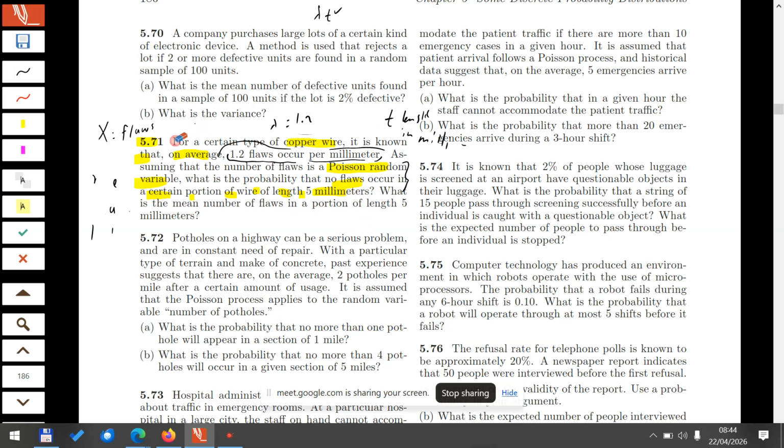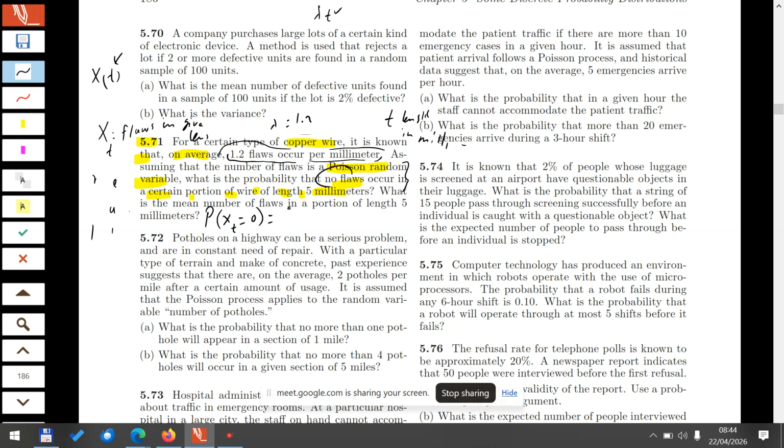I will say flaws in any given length. So I don't care about the length of the wire, I'm still counting flaws. So it's better to write t here, or you can even say x of t, the number of flaws till length t. T is the length. So P of x, and I can write this t here to remind myself that it's not per millimeter, it's just any length, and no flaws, so equals 0.